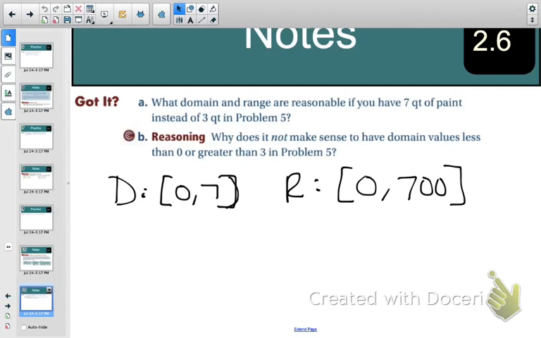Okay, was this going the whole time? Oops, I thought I paused it. Maybe not, sorry. Okay, so your domain in this case would be 0 to 7, because that's how many quarts you have. So then your range would be 0 square feet to 700 square feet.